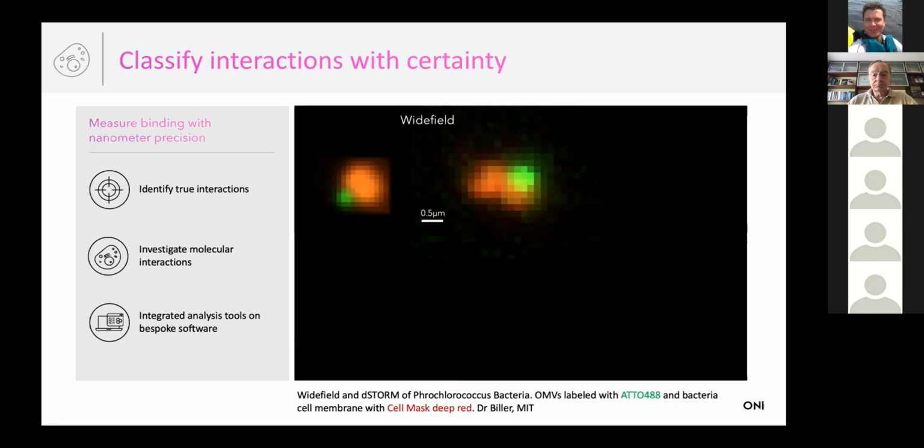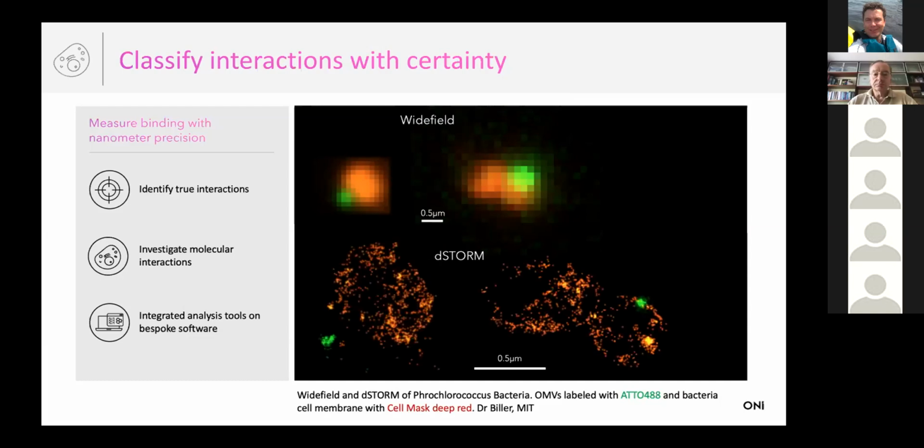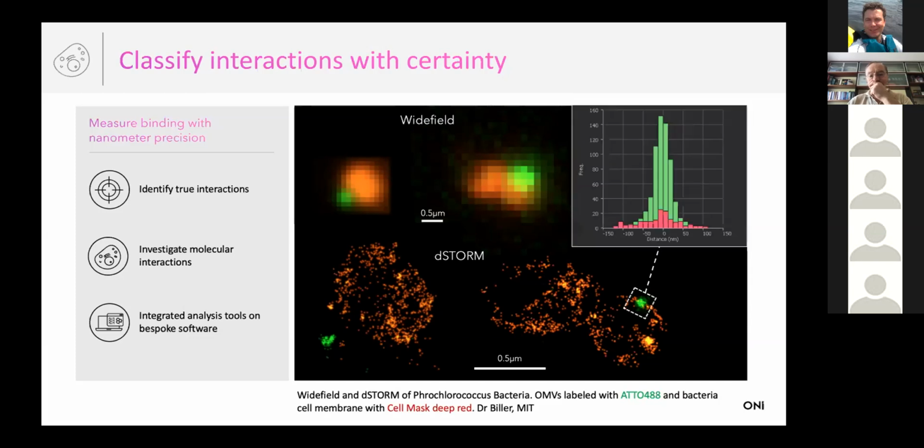Now, the outer membrane vesicle in this case has been labeled with a green Atto 488 dye. Again, without SuperRes in this wide field image, it looks like the outer membrane vesicles are interacting with the bacteria and some form of direct binding occurs. However, if we then turn to D-Storm, we can start to consider this binding in a completely new light. And we can see that this isn't actually the case for the bacteria on the left.